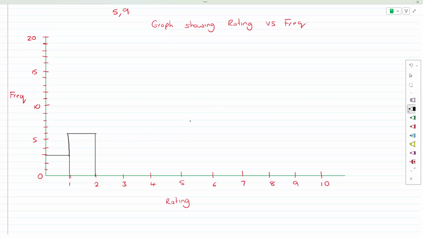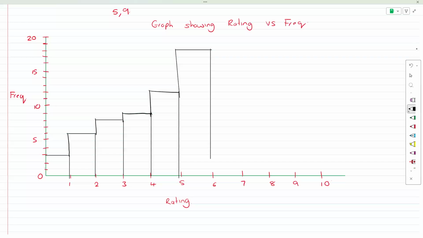Was that 6, 7, 8? Go there. And this is what a histogram is. Histogram is basically a bar graph that's touching. 4 would be 9. And you would continue in that part, right? 5 would be 12. 6 would be 18.